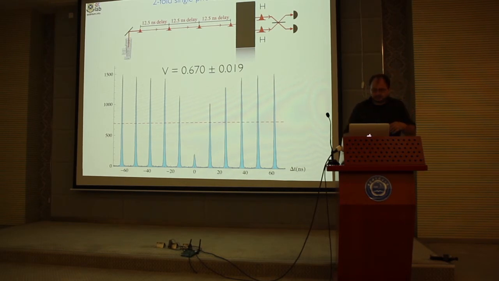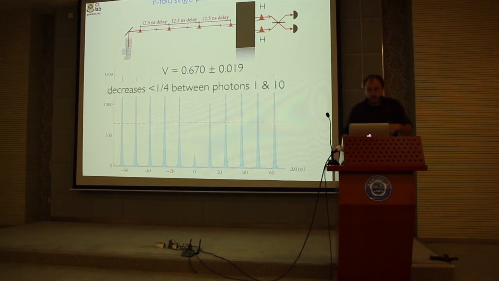If we compare that to the best published result, the other thing you might ask is, how does it go as you go out to 1, 2, 3, up to 10 photons? And we find that even when you go out to 10 photons, the indistinguishability decreases by less than a quarter. That's a very recent result, and we're not even sure if that's intrinsic to the dots or whether that's due to dispersion introduced by the fiber we're using to delay the photons.